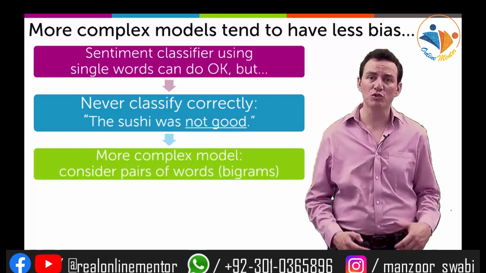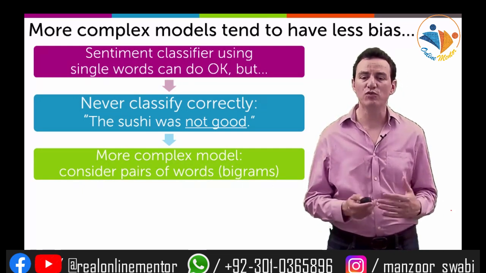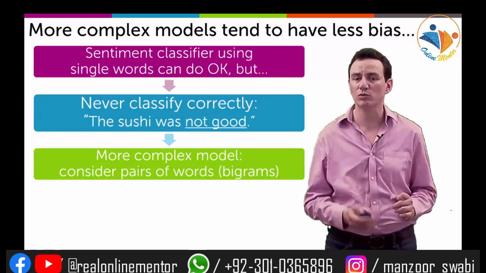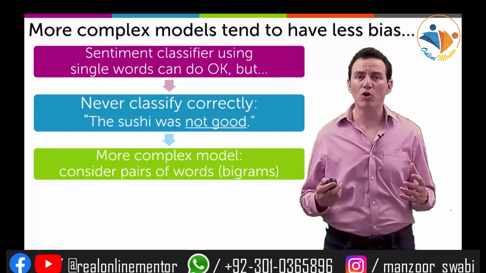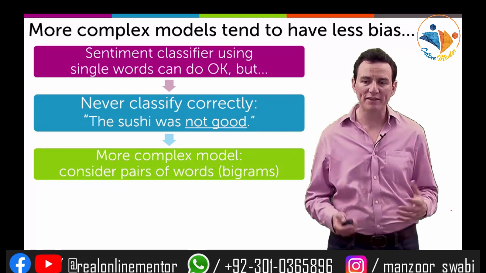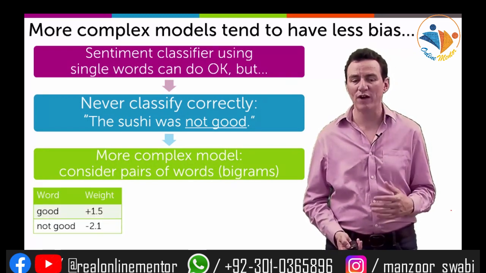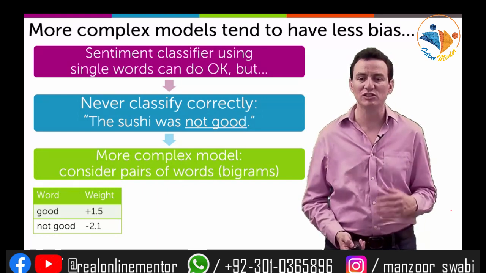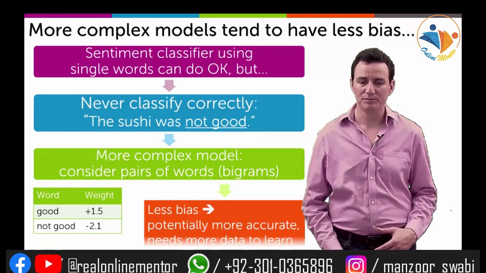And so more complex models that, for example, deal with combinations of words, for example, there's something called the bigram model where you look at pairs of subsequent words like not good. Those models require more parameters because there's more possibilities. They can do better. They might have a parameter for good, say 1.5, but not good, say minus 2.1, and actually get that sentence, the sushi was not good, correctly. So they have less bias.